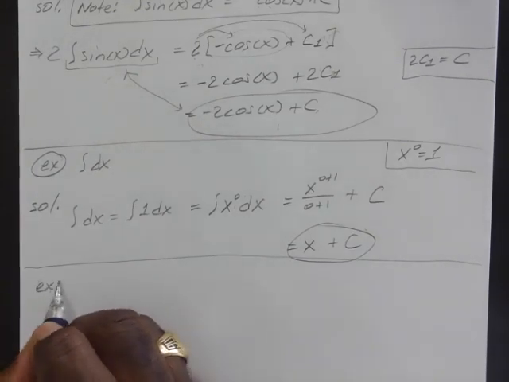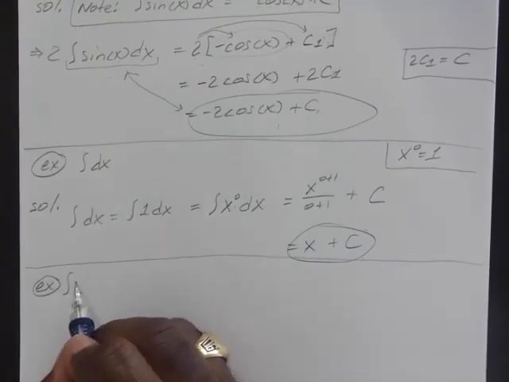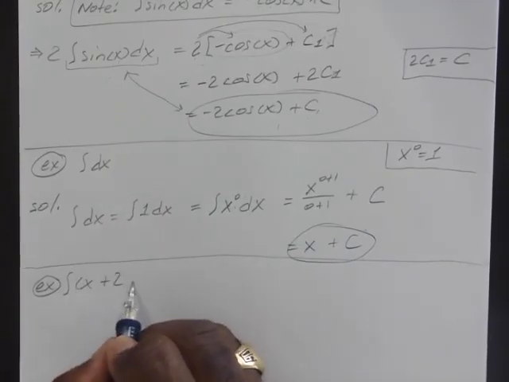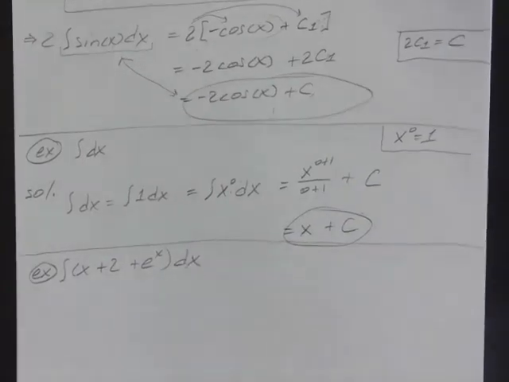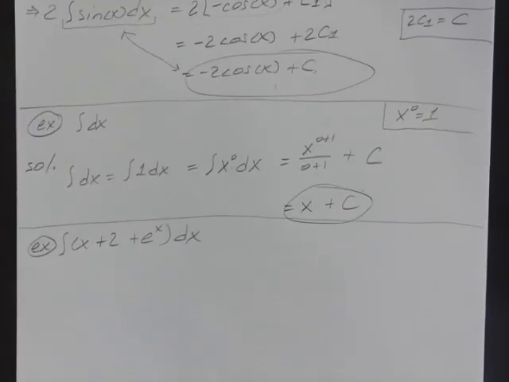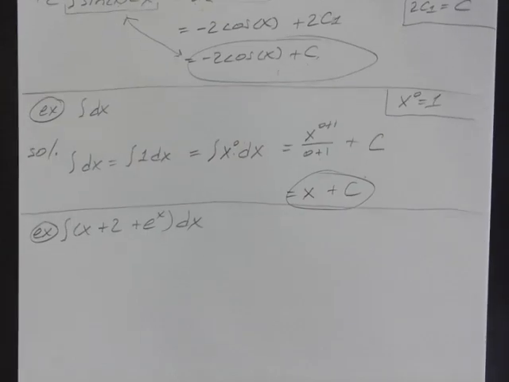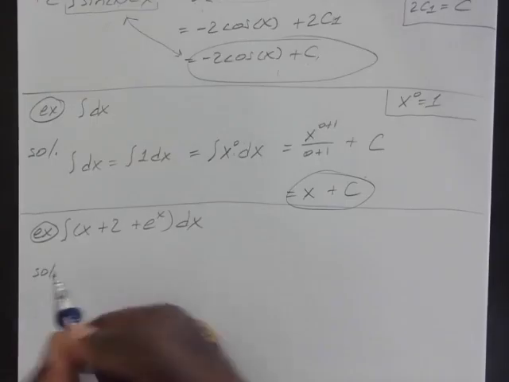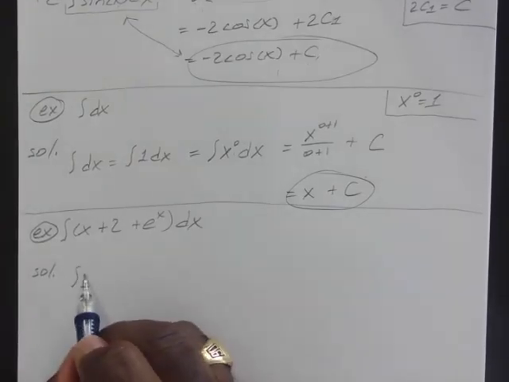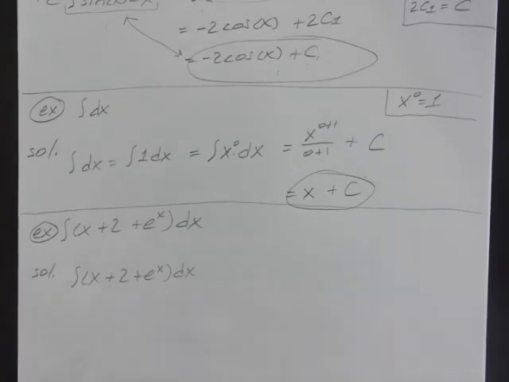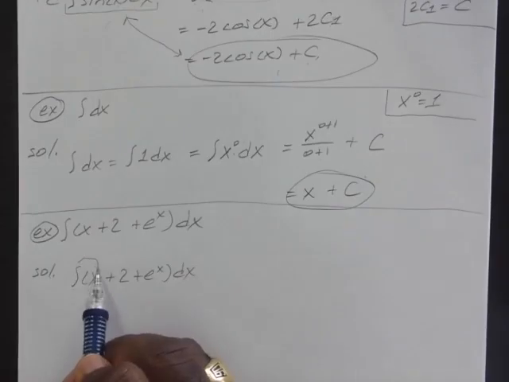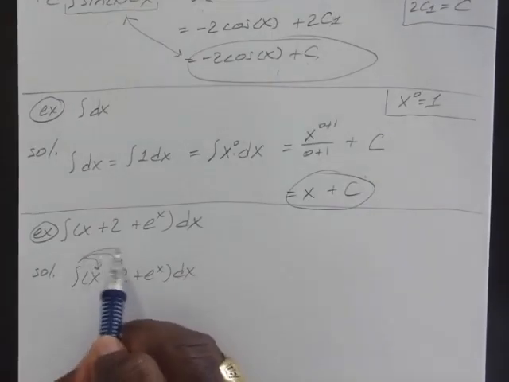All right, so what if we wanted to know the antiderivative of x plus 2 plus e to the power of x with respect to x? Okay, so I'm just going to rewrite it. x plus 2 plus e to the power of x with respect to x. And just like with derivatives, you can go ahead and integrate each term.